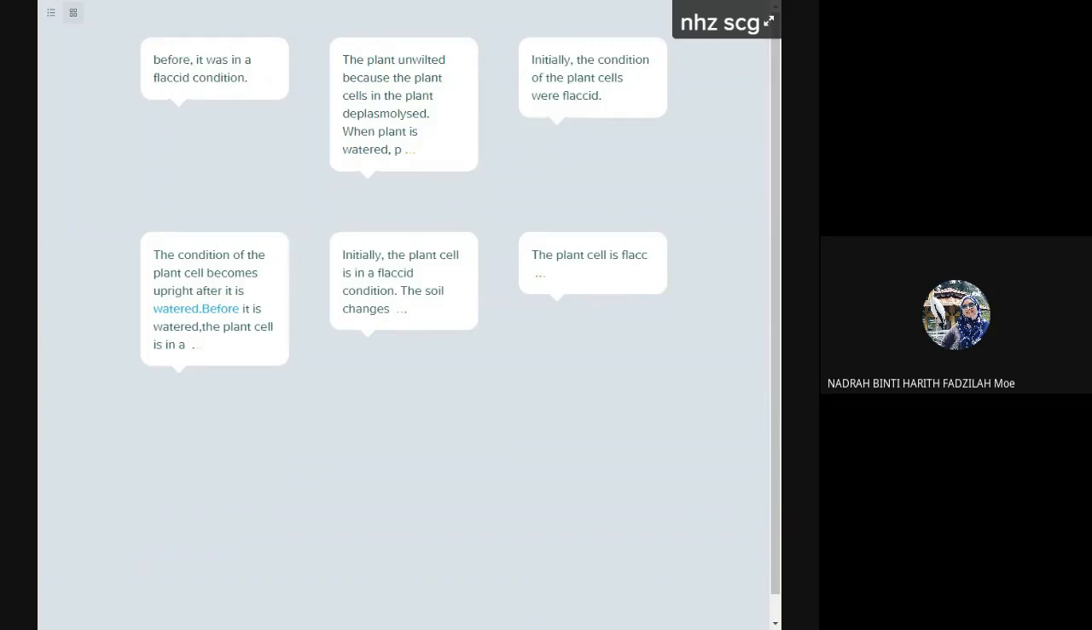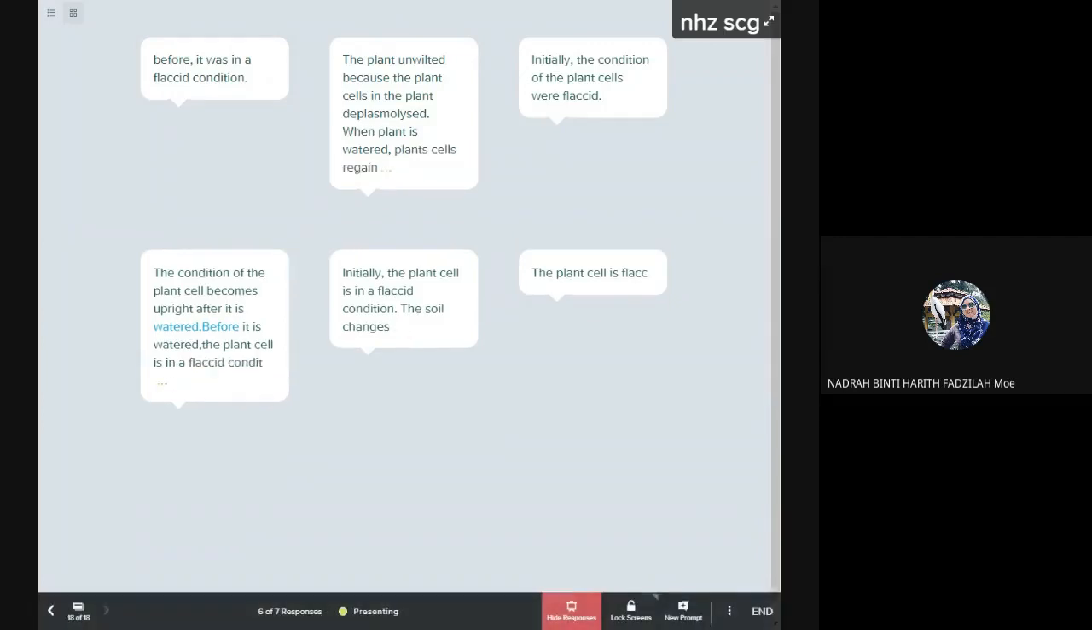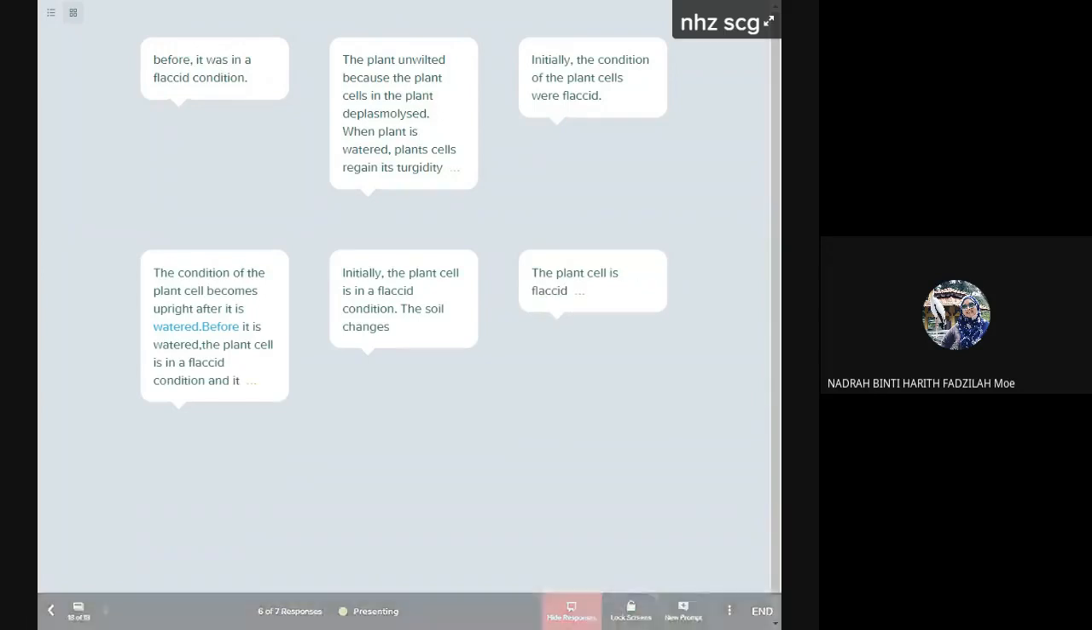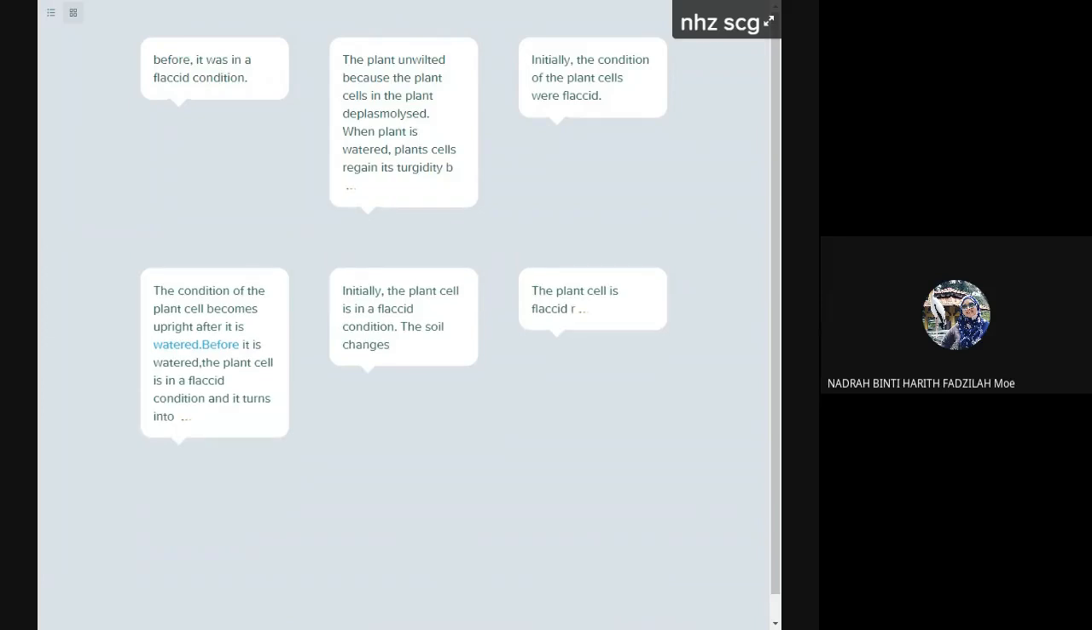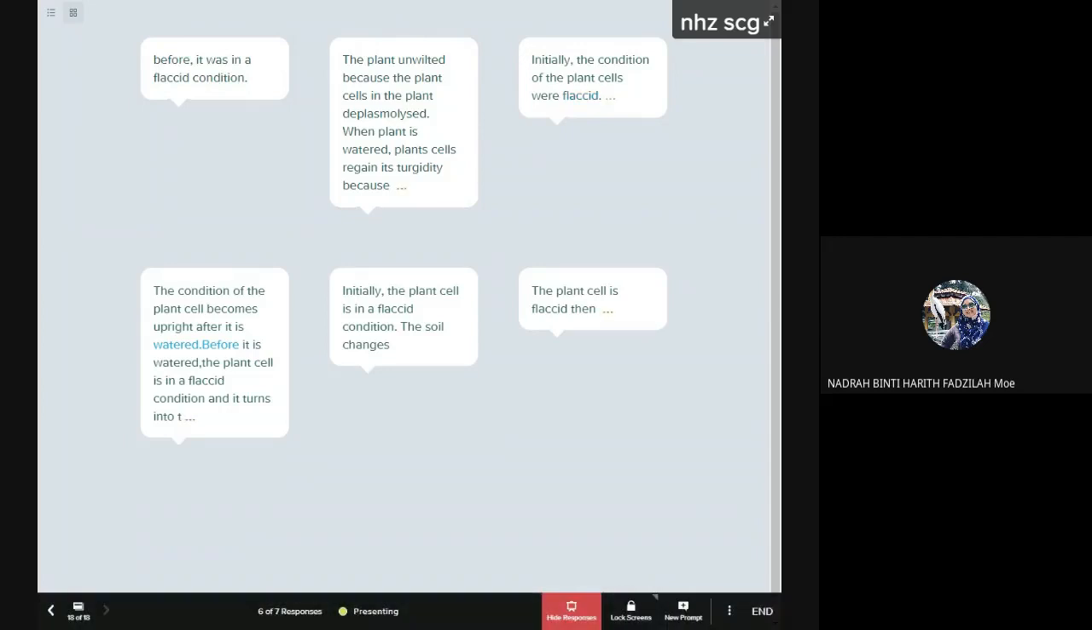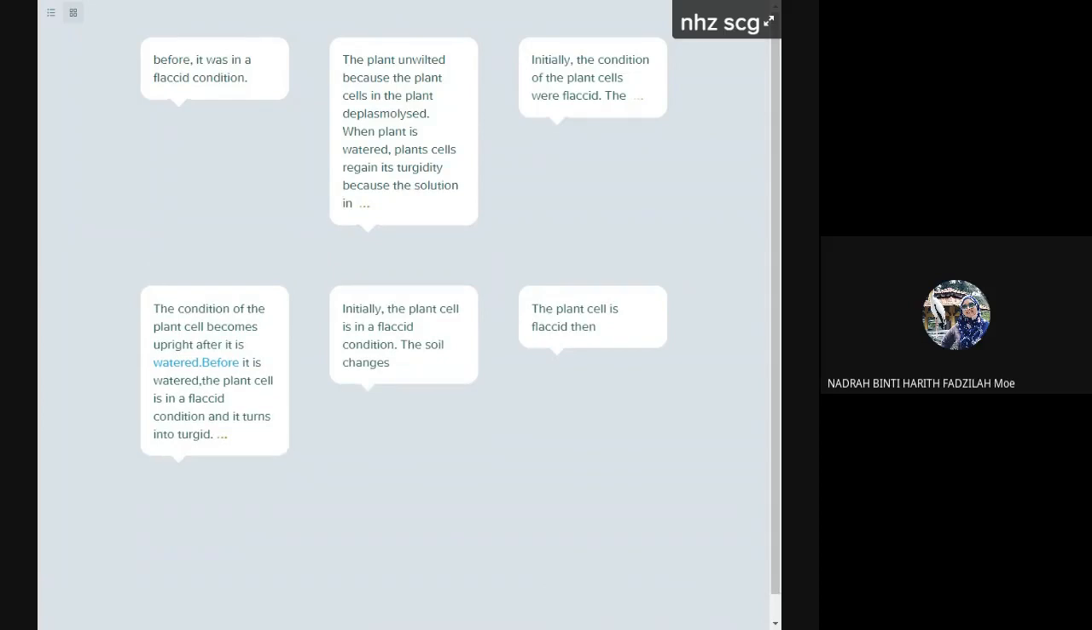Okay. So, dalam keadaan initially dia dalam keadaan flaccid. Okay, very good. Kalau tak start dengan dia dalam keadaan flaccid pun tak apa ya, tak ada masalah. But if you can start from there, that is good. So, number one, initially it is in a flaccid condition. Sebab tu kita nampak plant tu in a wilted position kan. Bila sel flaccid, pokok wilt.